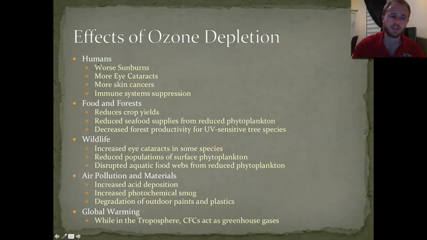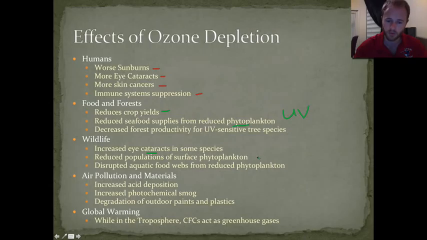Effects of ozone depletion in humans: worse sunburns, more eye cataracts, skin cancer, and immune system suppression. In forests, it reduces crop yields, it reduces seafood supply by reducing phytoplankton. Phytoplankton are really sensitive to UV radiation. So if you have more UV radiation, you have lower phytoplankton. Wildlife: increase eye cataracts in some species, reduce population of surface phytoplankton.